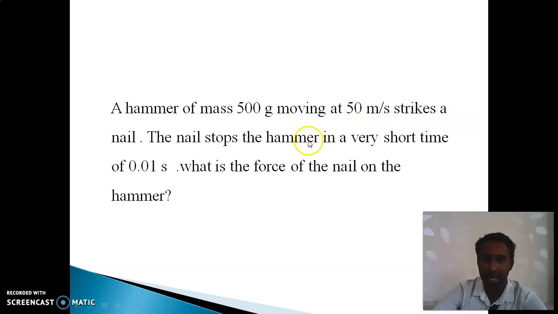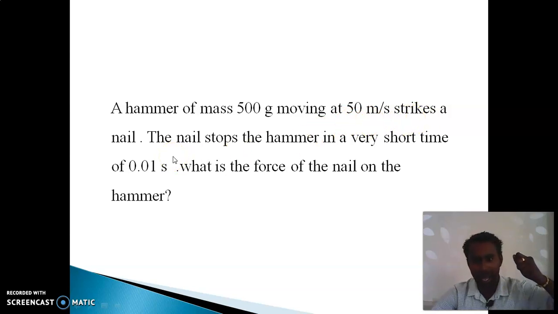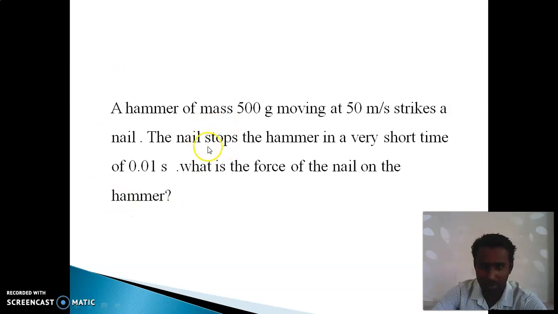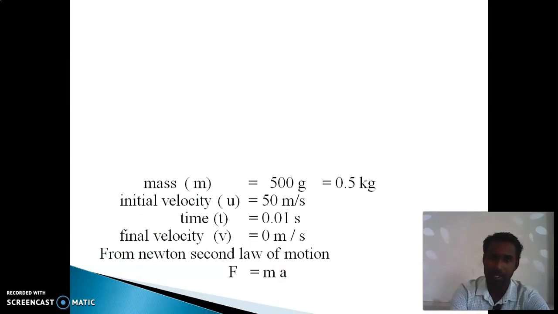See here, strikes a nail. When you strike a nail with the help of a hammer, after a certain time it will stop, right? The nail stops. Stops is a keyword for predicting final velocity. So the nail stops, which means your final velocity should be 0 meter per second. Remember that. Moving at means it has some initial speed. Strikes a nail, the nail stops. Stops means it has a final velocity of 0. So see here, look at the solution.